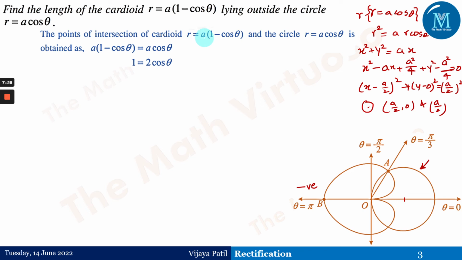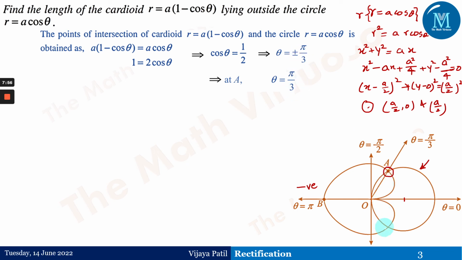Again this r is equal to a cos theta. Just equating the RHS of both, we get 1 is equal to 2 times cos theta, that is cos theta is equal to half. This gives us theta equal to plus or minus pi by 3. That means at this particular point A, the value of theta is pi by 3. We can easily check that because this is in the first quadrant, and therefore theta needs to be pi by 3 rather than minus pi by 3.